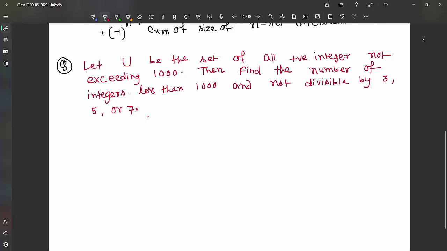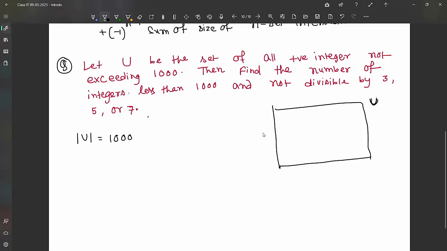Okay, understood? What is the problem? So U is the total universal set here. This is just a set problem. So this is the universal set. In the universal set, you have a total of U elements. So what is the U?